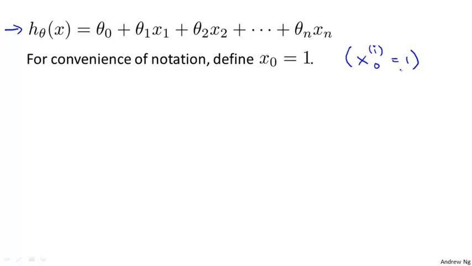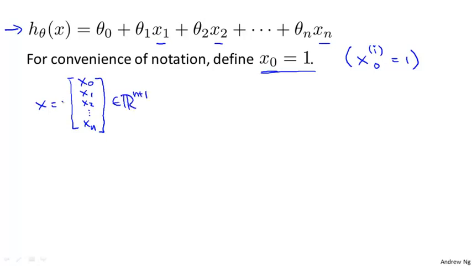You can think of this as defining an additional zeroth feature. So whereas previously I had n features x1, x2 through xn, I'm now defining an additional sort of zeroth feature that always takes on the value of 1. So now my feature vector x becomes this n plus 1 dimensional vector that is 0 indexed. So this is now an n plus 1 dimensional feature vector, but I'm going to index it from 0.